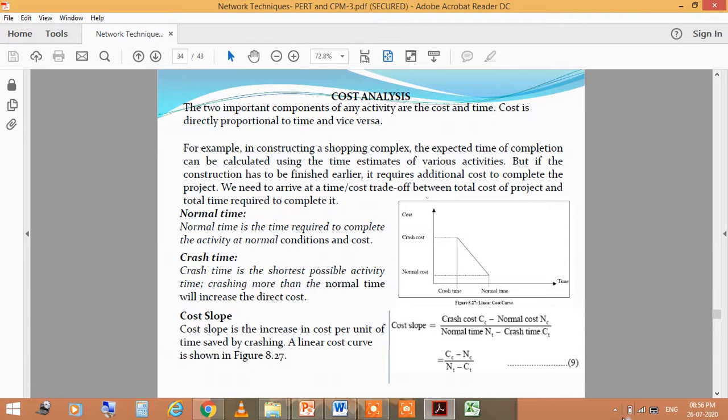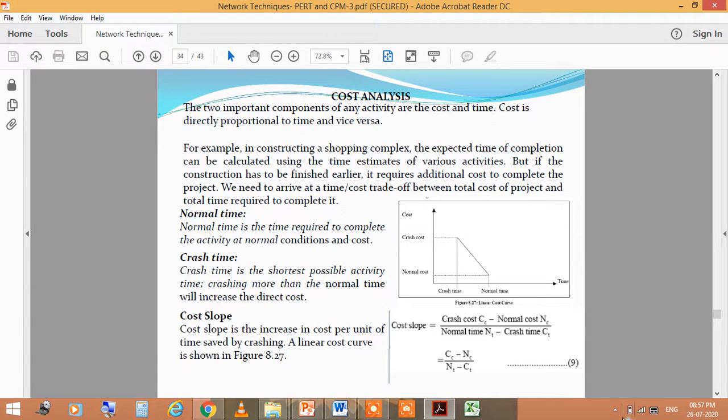And the crash time is what? It is the shortest possible activity time. Crashing more than the normal time will increase the direct cost. Okay, and the next is the cost slope. A cost slope is the increase in cost per unit of time saved by crashing.